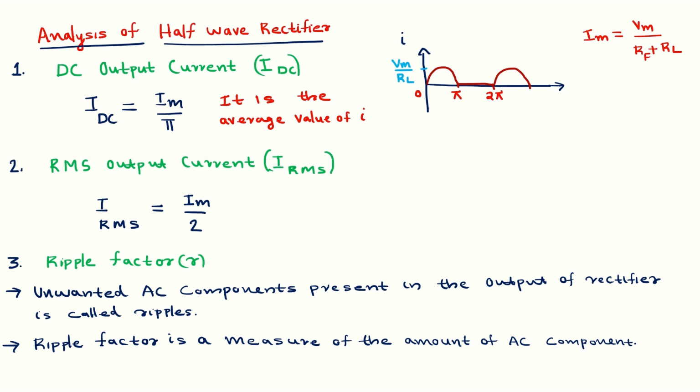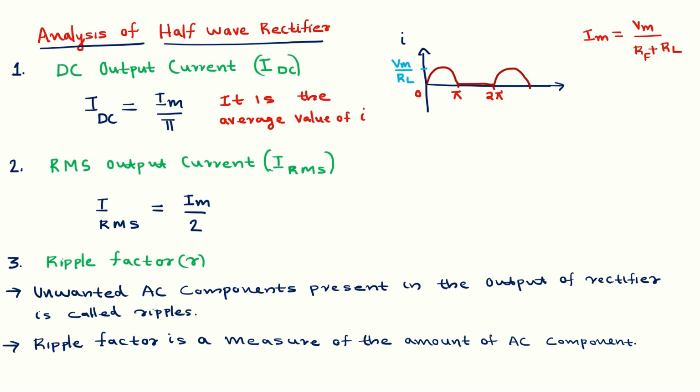Practically RF is a very small value. When the diode is ideal, it means the diode is not offering any internal resistance, so I can put RF as 0. That means I can replace the diode as a short circuit. So when I am short circuiting the diode, RF becomes 0, and I can write Im is equal to Vm divided by RL. So the DC output current IDC is equal to Im divided by pi. Remember this equation: the average value of output current, or the DC value of output current, indicated by IDC, is given by Im divided by pi.